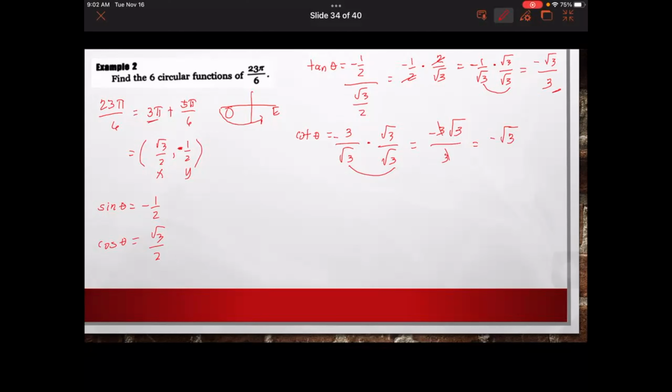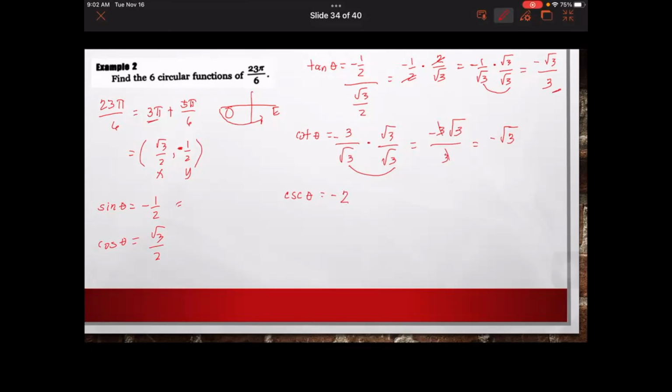Next is the cosecant. Reciprocal ng sine. Ito yung sine natin, which is negative 1/2. So, baliktarin lang natin. So, negative 2 as the answer.